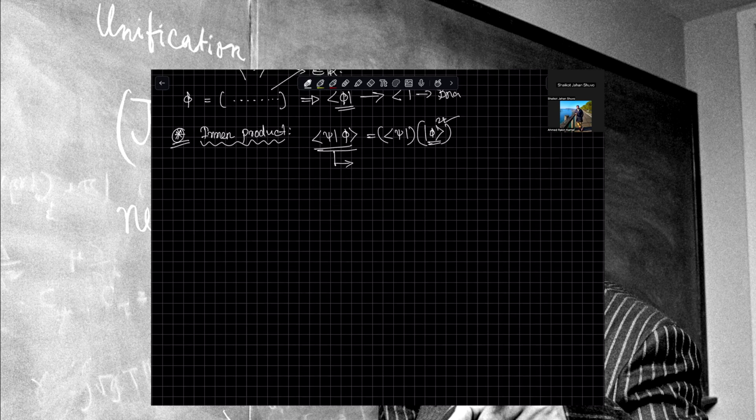Now, in terms of quantum mechanics, we said we have to promote our dynamical variables to operators. So what sort of operators are we interested in? We are mostly interested in Hermitian operators.